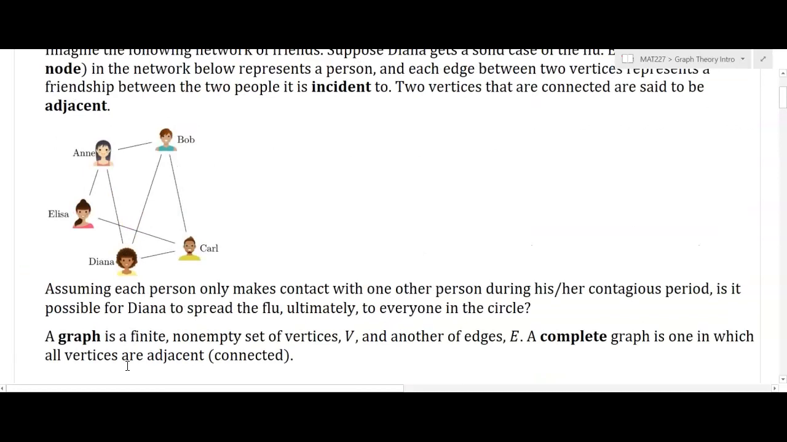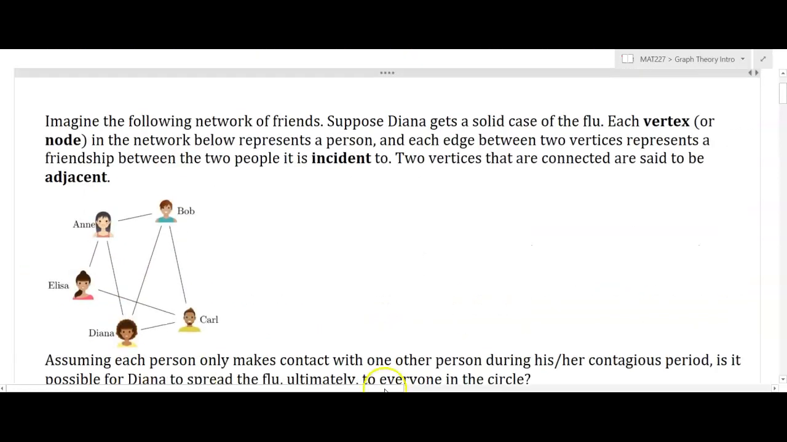So assuming each person only makes contact with one other person during his/her contagious period, is it possible for Diana to spread the flu, ultimately to everyone in the circle? Well, that could be the case, because if we think about it, Diana could make contact with one of 3 people. So if Diana makes contact with Anne, now Anne gets it, and suppose she contacts Elisa, who makes contact with Carl, who makes contact with Bob, and as a result, that sickness will spread to all of them.